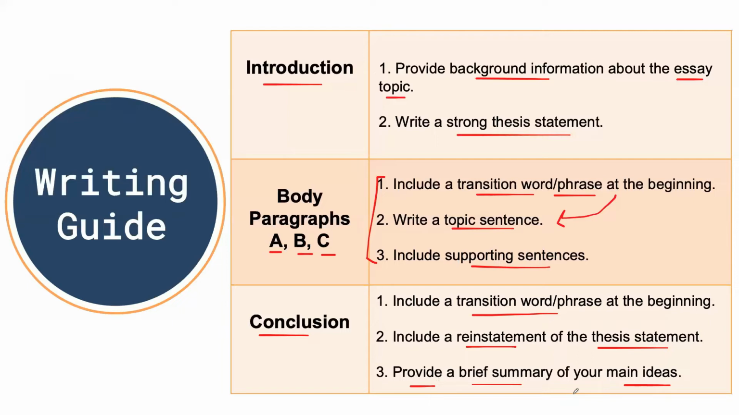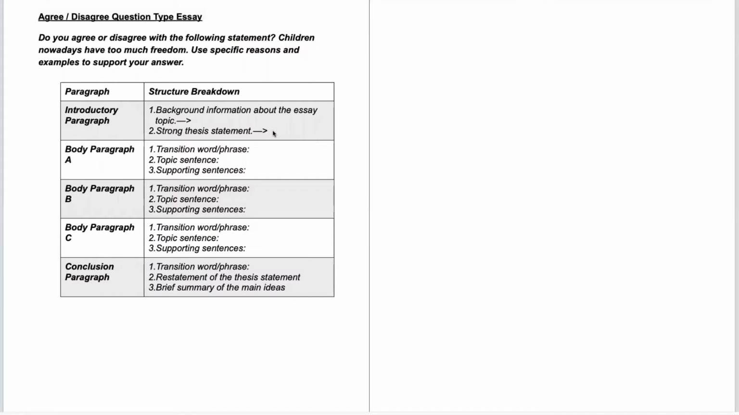So now that we have some information about this question type and we've got our outline right here, let's start writing our outline and our essay. Okay, and again, we have the question that we'll be looking at right here. Remember, we have to make an argument for this statement right here. Children nowadays have too much freedom.